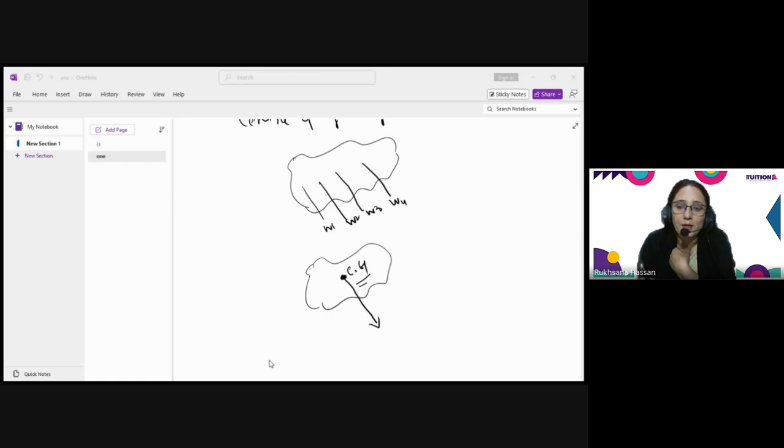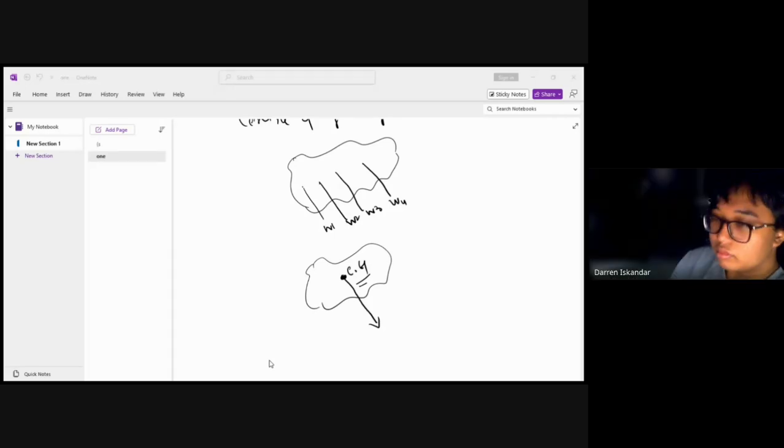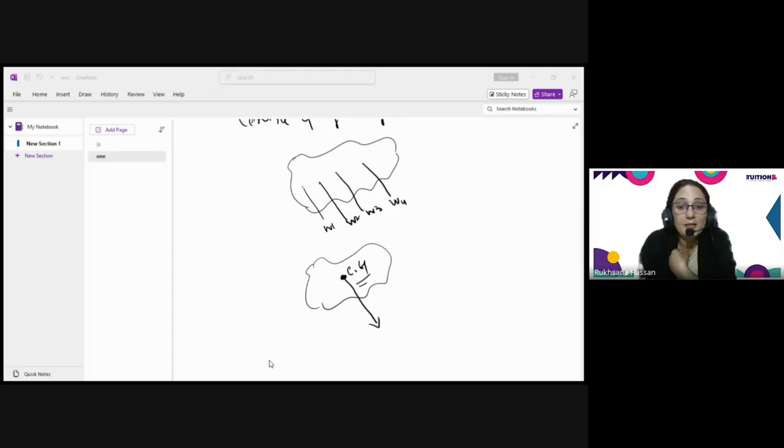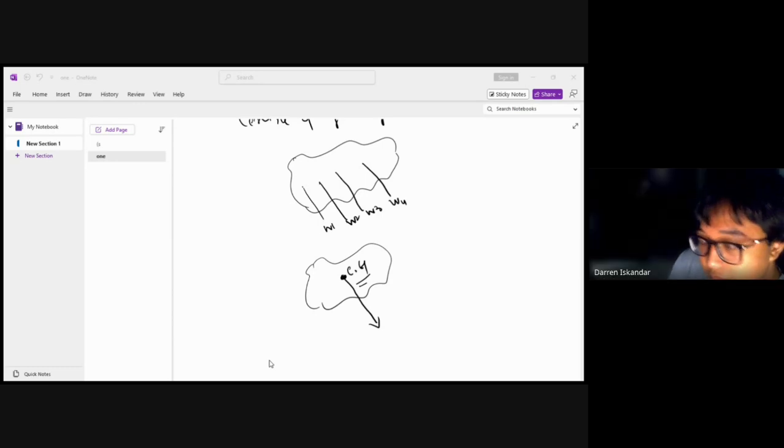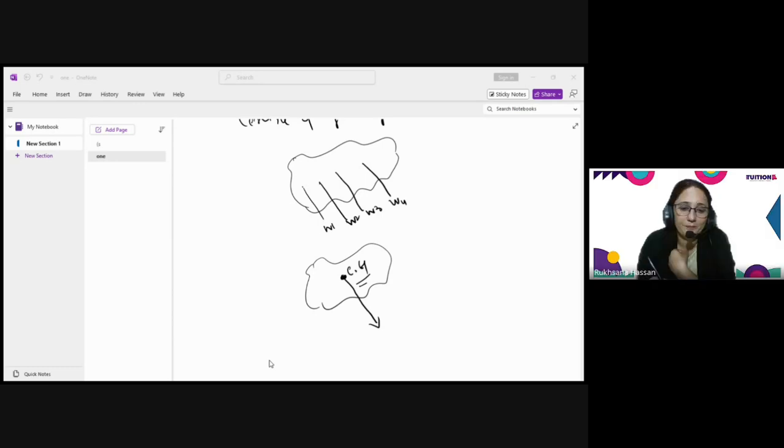Now remove the thread, come to point B. Now suspend it from point B. When it comes to rest, make a straight line. Similarly from point C, similarly from point D, similarly from point E. Mark the point where all the lines meet. That will be the center of gravity of the irregular body.